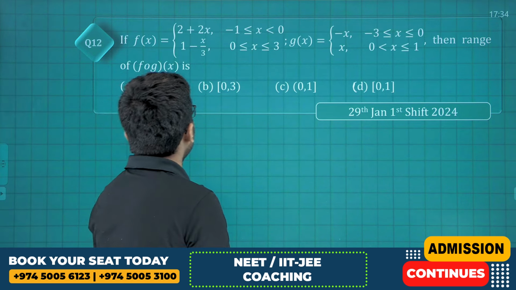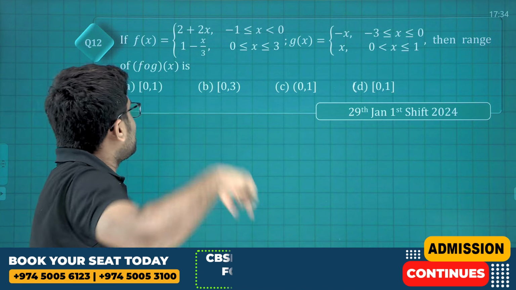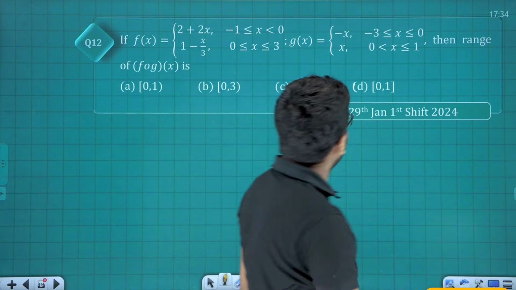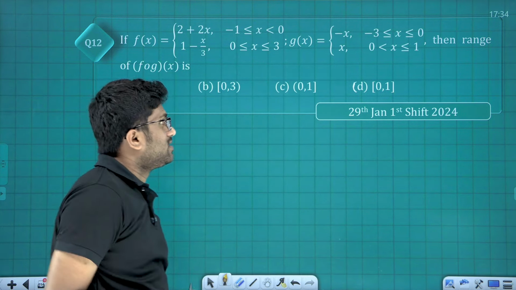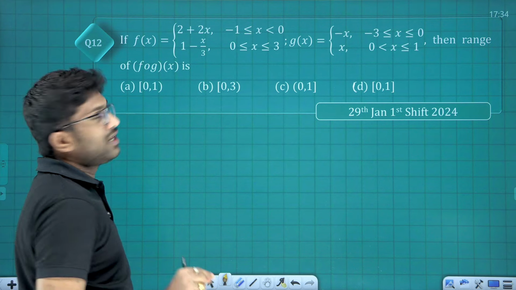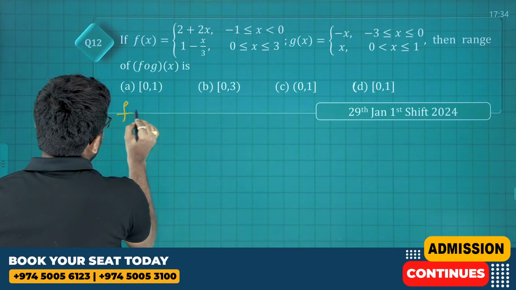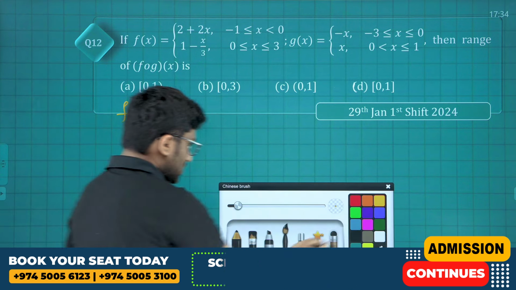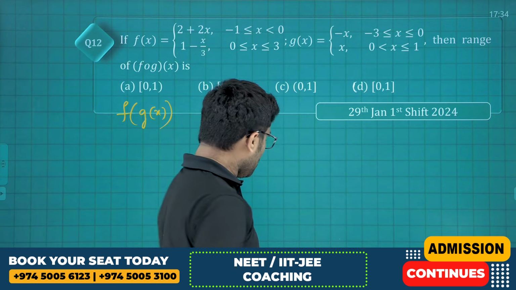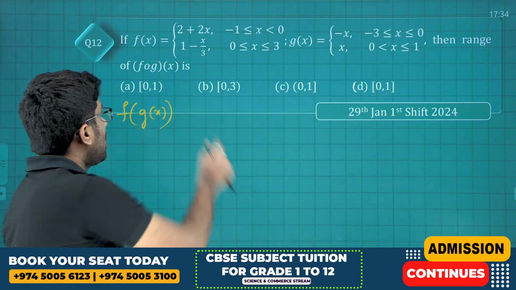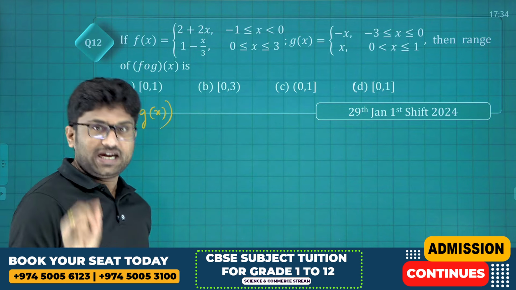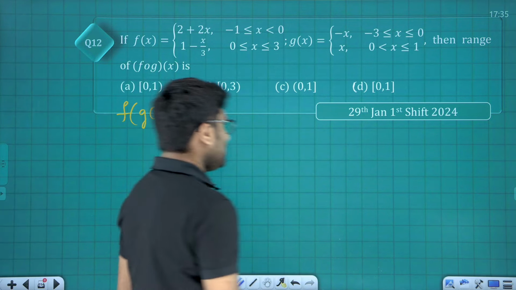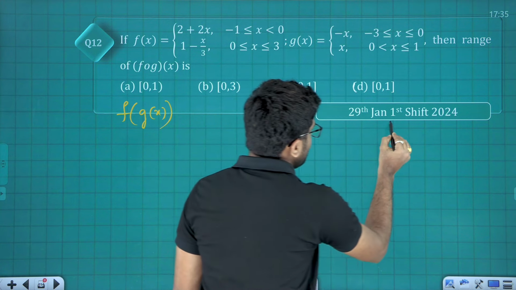If f of x is equal to 2 plus 2x for minus 1 less than or equal to x less than 0, and 1 minus x by 3 for 0 to 3, g of x is minus x and x, then the range of f circle g, again a composite function, that is f of g of x. Now we have seen anyhow how we define f of g of x. You can do it in that way. Another way of determining f of g of x is by graphs. See this, friends.